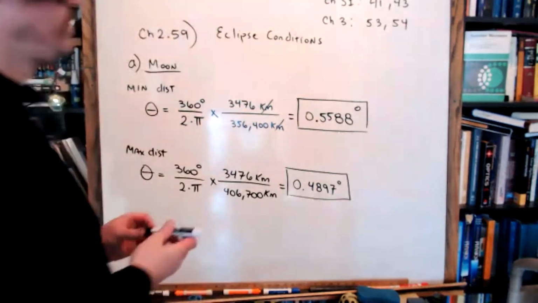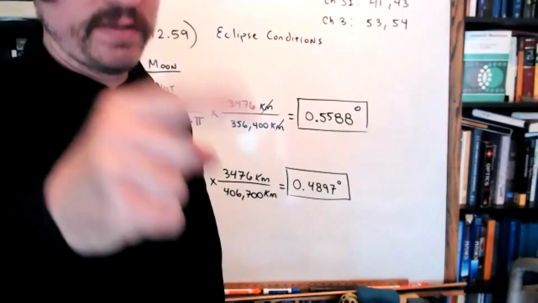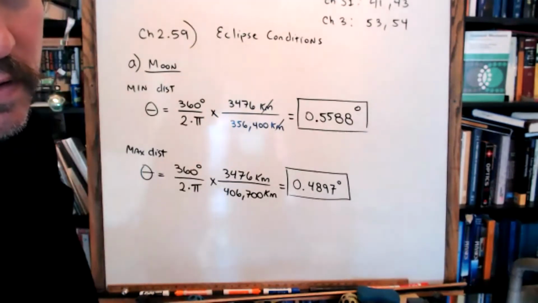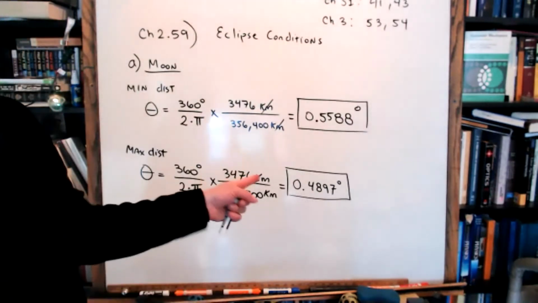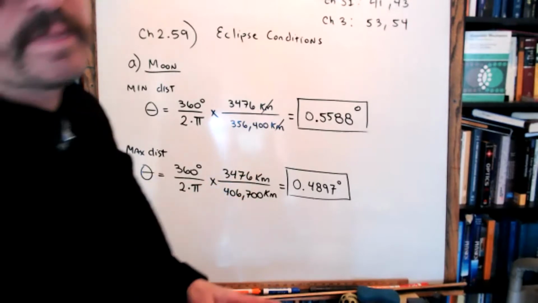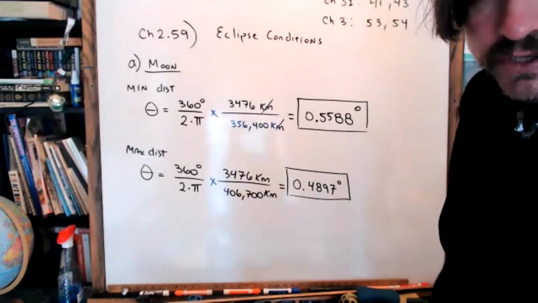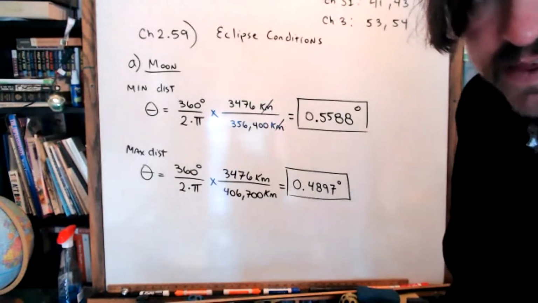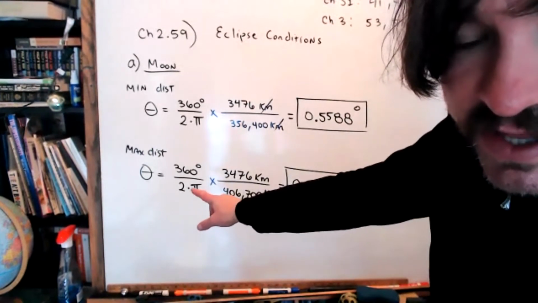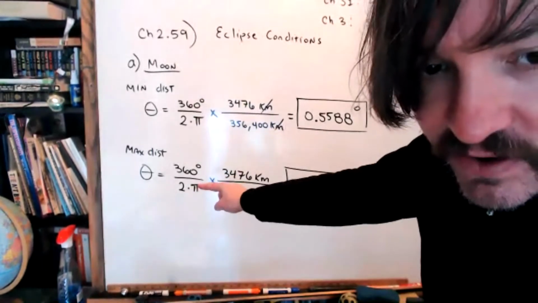So we go 360 divided by 2, then divided by pi, not multiplied by pi. Is that confusing to you, Sabrina? Yep. And then you multiply 3476 divided by 406,700. I like to keep track of that. Yes, that's what I want you to do. The trick is, Sabrina, the first time you're doing this it's awkward because you think you're supposed to times pi, but you have to divide by pi. That way the calculator knows it's in the bottom.